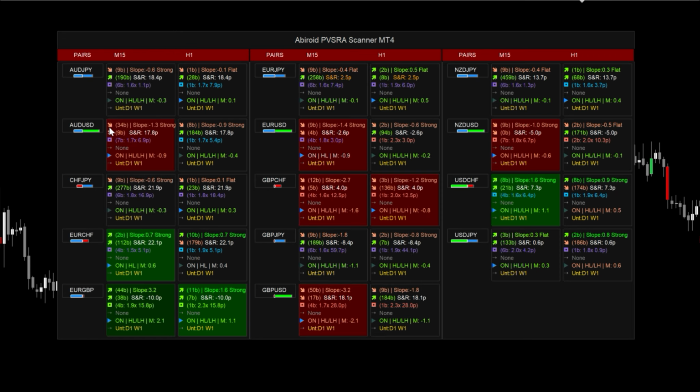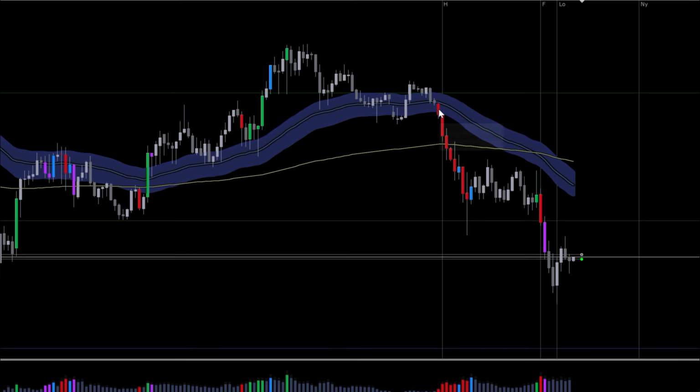So the very first arrow, this one, this is price in relation with the dragon. If price is above the dragon, you will get the up arrow. If price is below the dragon, you will get this down arrow. And this number in the bracket will show how many bars back price had actually crossed the dragon. So if you go to this, you will see that 34 bars back, price had actually crossed the dragon.